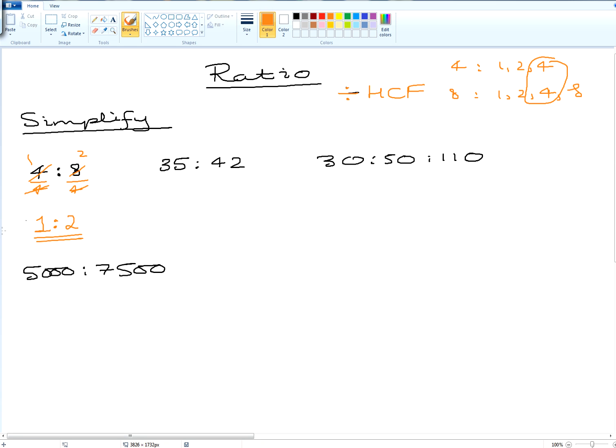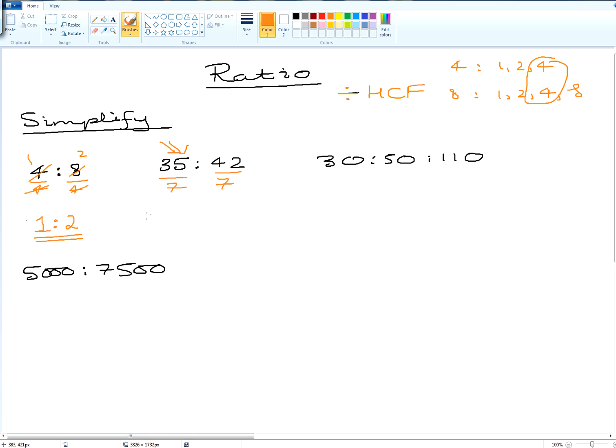Now, when we look at the next question here, one way to think about the question is to think which times tables 35 and 42 are in. And Mr. Ismail has told us that these are both in the 7 times table. So we can also divide by 7, which actually in this case is the highest common factor.